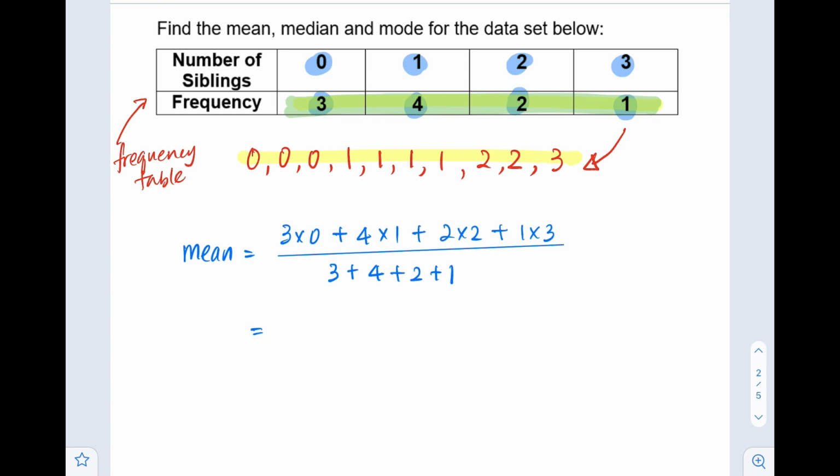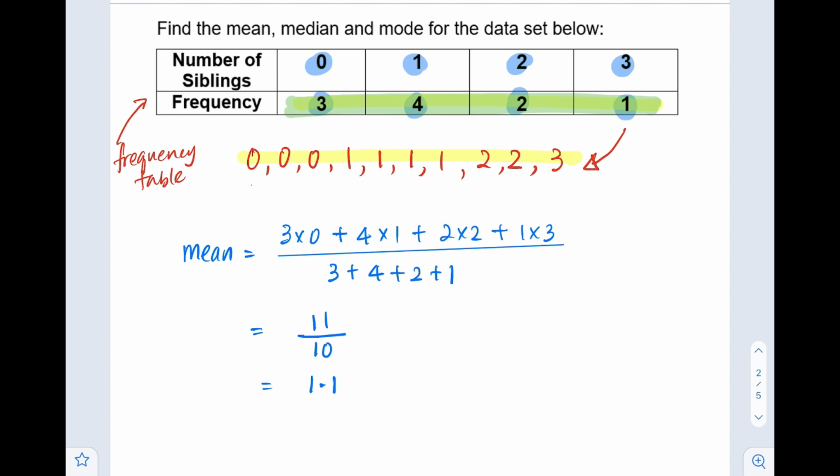This method is especially useful when the data set is very big. If the data set is very big, you can't be writing 0 plus 0 plus 0 twenty times, then 1 plus 1 plus 1 another thirty times. Doesn't make sense. So you should take the frequency multiplied by the data value. That will help you to do the calculations a lot faster. Now you can just use your calculator. You will get 11 divided by your total frequency, which is 10. So your answer is 1.1.